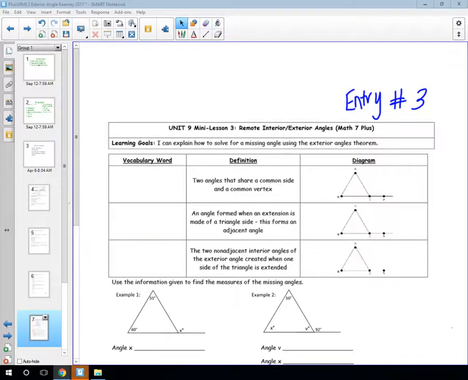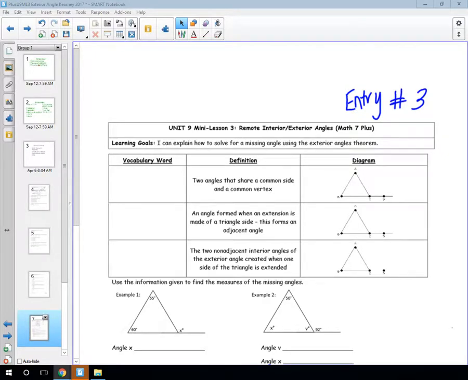Okay, so our learning goal is that by the end of today, I want you to be able to explain how you can find a missing angle by using the exterior angles theorem. Okay, so you're going to actually be able to figure this stuff out using what you already know from the 7th grade standards, but I want you to be introduced to something called the exterior angles theorem.